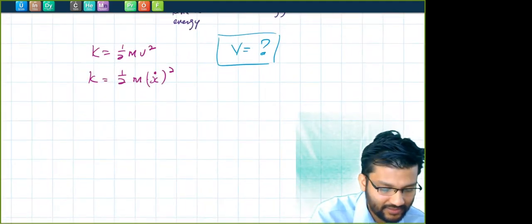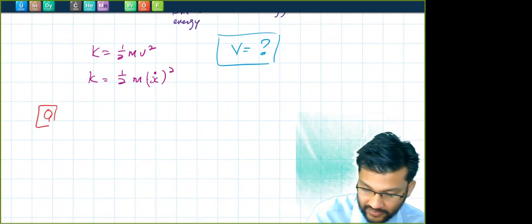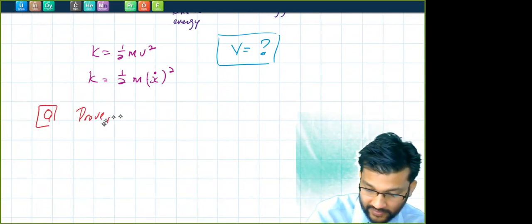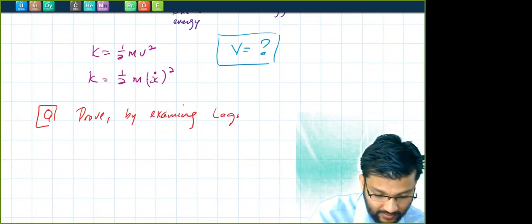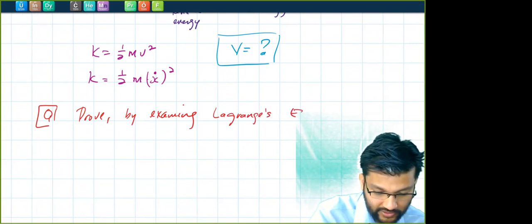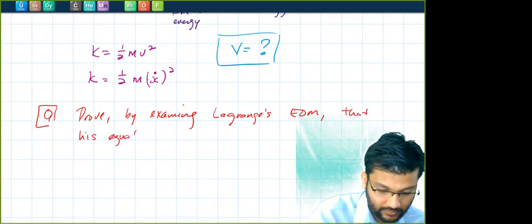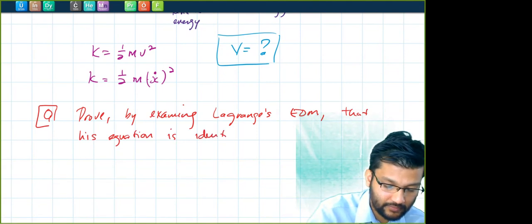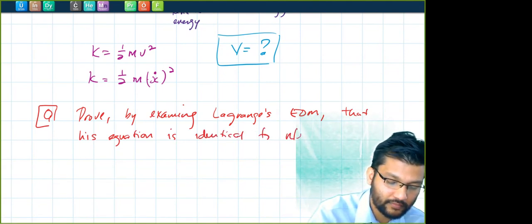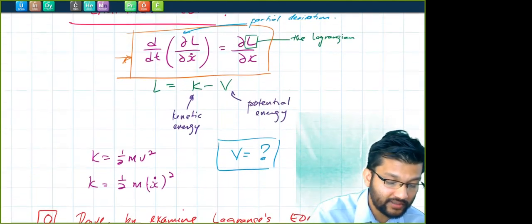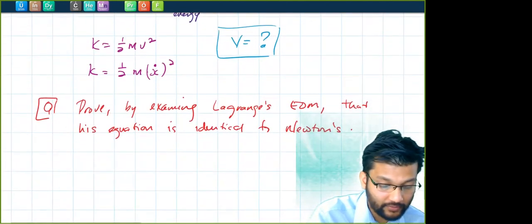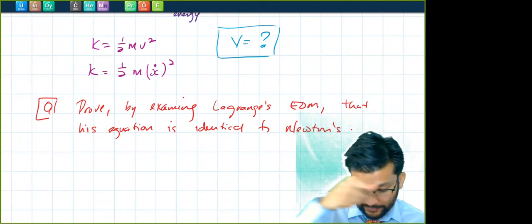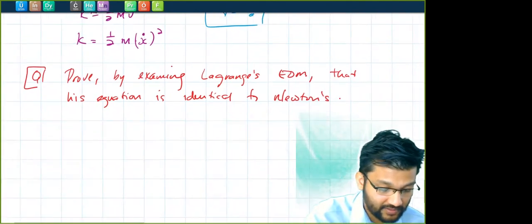Let's look at an example. And let's not look at gravity again. Let's just look at something a little bit more simple. Let's prove by examining Lagrange's equation of motion that his equation is identical to Newton's. Because I told you that he got this by just rewriting Newton's equation in a different way using energy instead of force. But why should you take my word for it? Let's just prove it for ourselves.